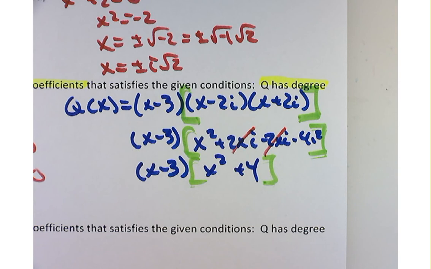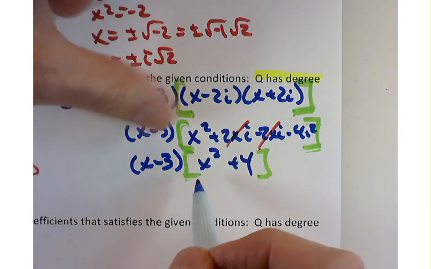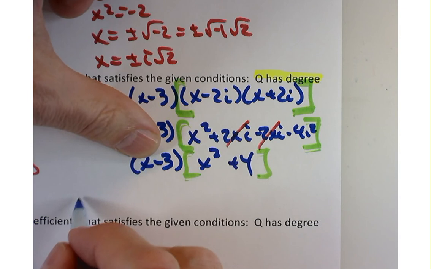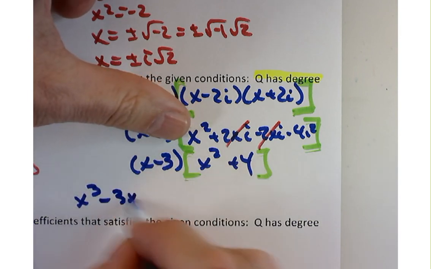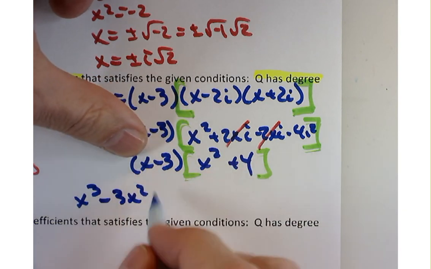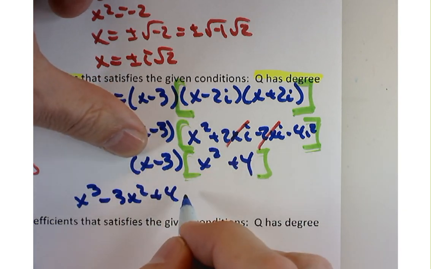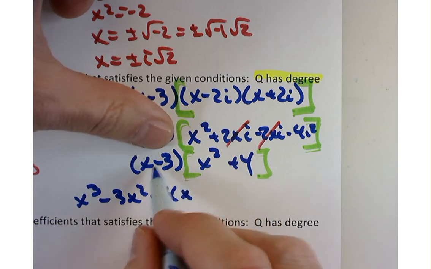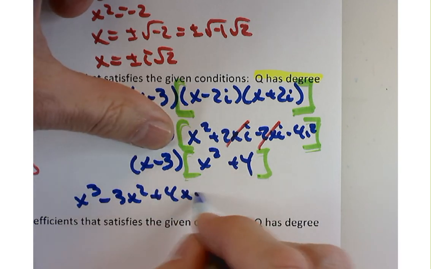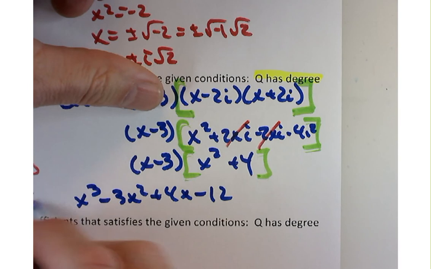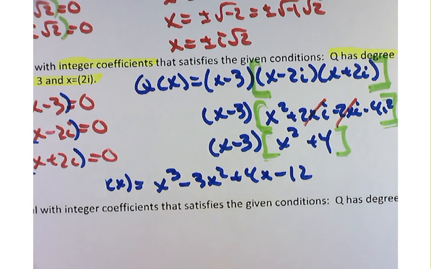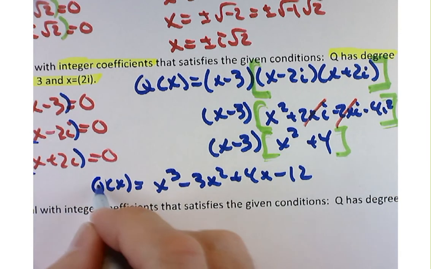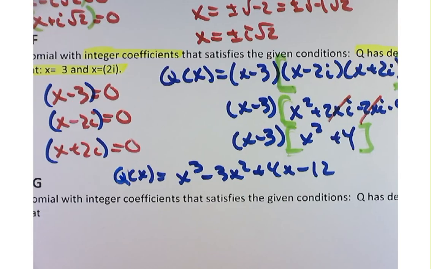Last but not least, let's multiply those together. So I'll do the x times the x. That's going to be an x cubed. And then the x squared times a minus 3 gives a minus 3x squared. X times 4 gives me a plus 4x. And then finally minus 3 times +4 gives me a minus 12. So there you go. That should be a q of x. There's our polynomial. Whew.